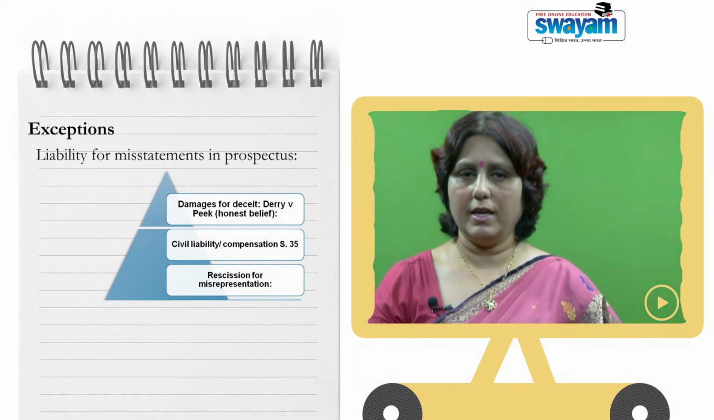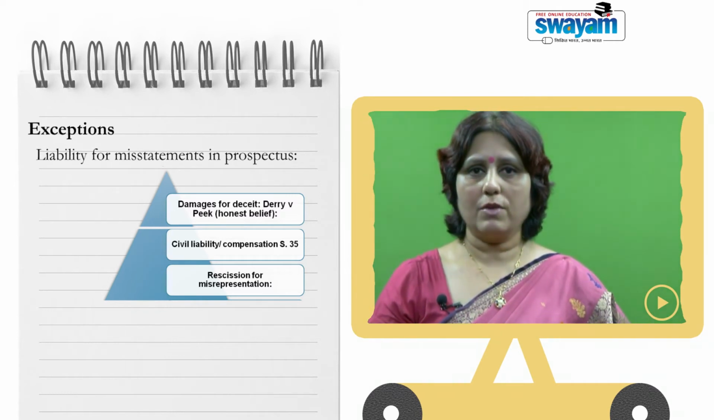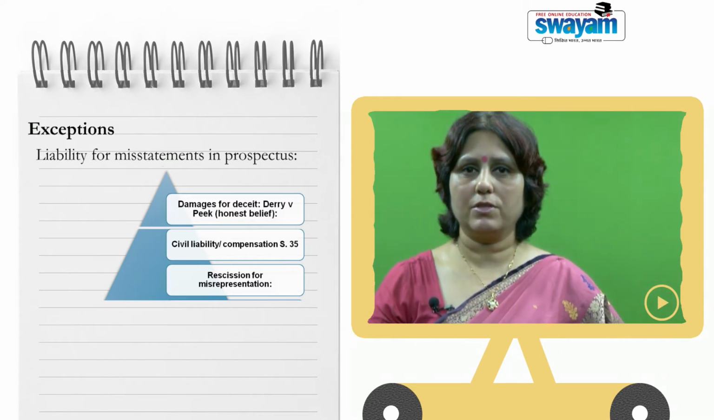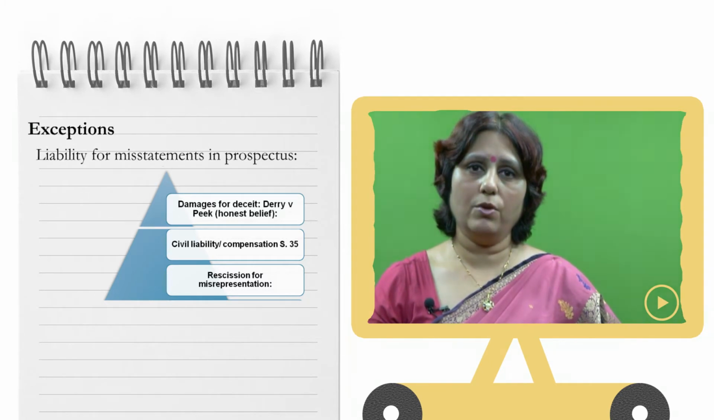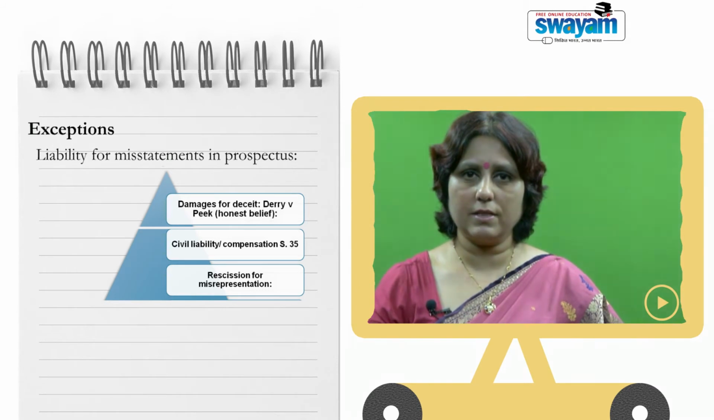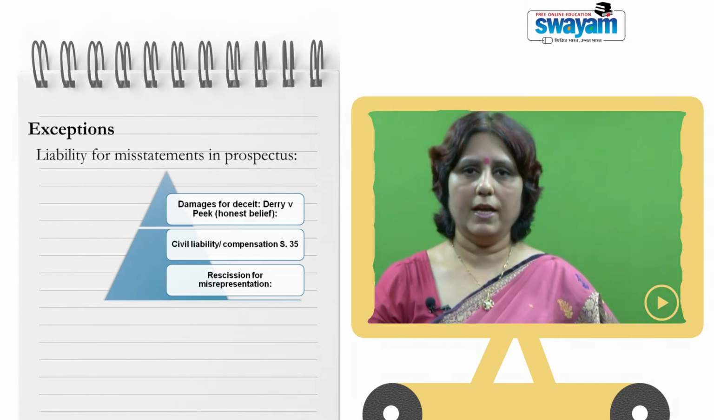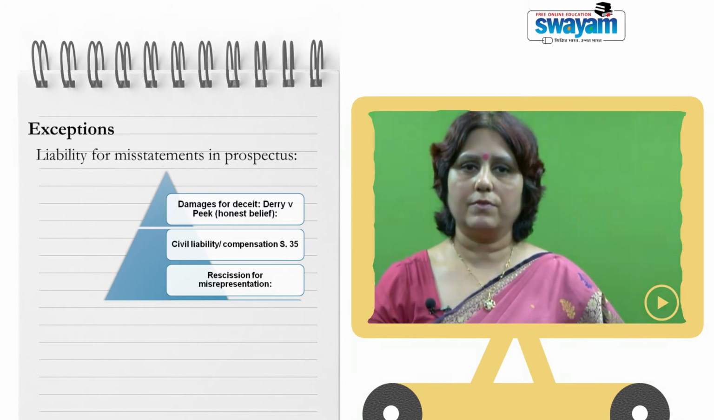There should not be undue delay. The shareholder should not affirm that he has received the shares and is now keeping them, and also the winding up process should not begin in between. So if the shareholder affirms, if there is undue long delay in applying for rescission for misrepresentation, or the winding up of the company has started, then this remedy will not be available to the shareholder.